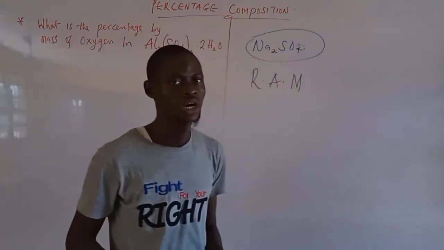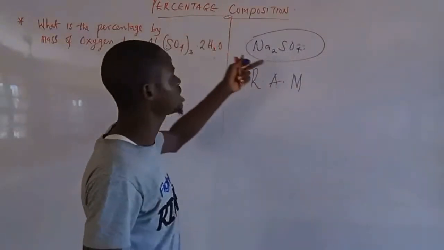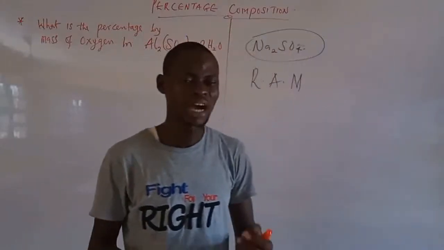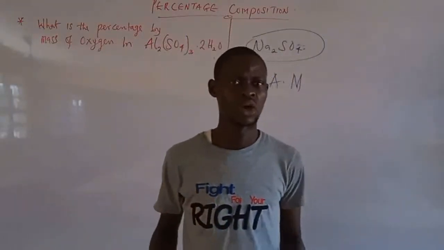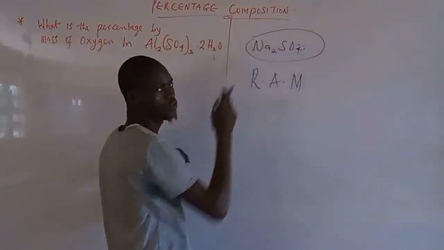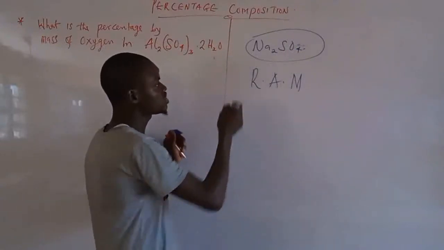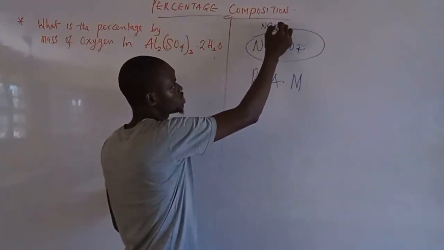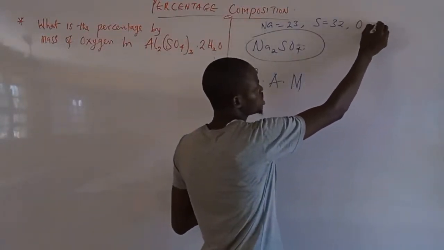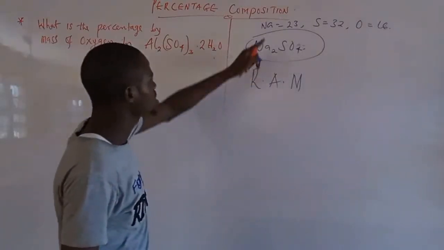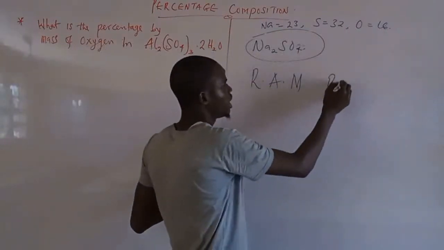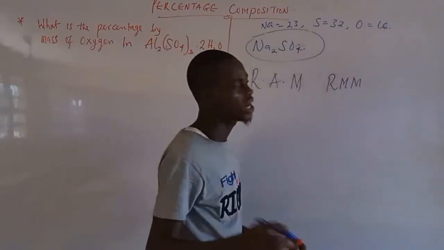Why do we need this? Because in finding the percentage of any element in a compound, we need to know the mass of that element and also the mass of the compound itself. Now, to find the molar mass of sodium sulfate, we know that the relative atomic mass of sodium is 23, sulfur is 32, and oxygen is 16. Through these, we can easily find the relative molecular mass, the RMM of this compound. How do I go about that?